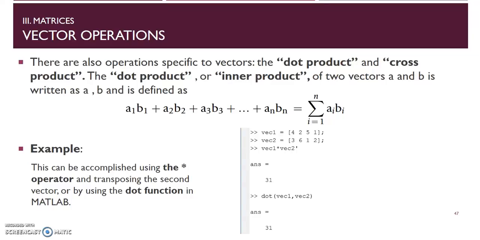I assume you have learned about dot products of two vectors in linear algebra. Essentially, this operation is not different from matrix multiplication that we covered earlier. You only need to be careful that the second vector must be transposed before this operation. See the example below. There is also a function called dot, which takes the two vectors and generates the same result.